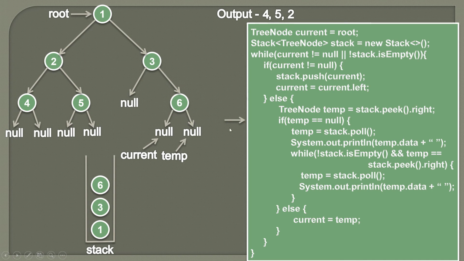So how we can safely visit that node is, first we'll pull that element out of the stack. So 6 will be pulled out and temp will point to 6. We will visit this node. So 6 will be visited.